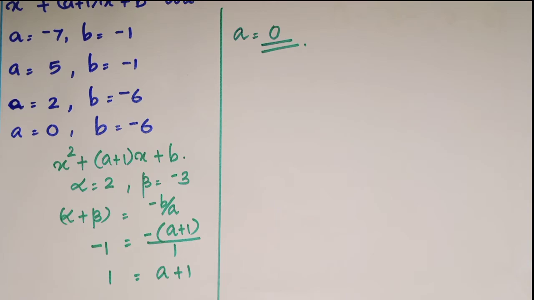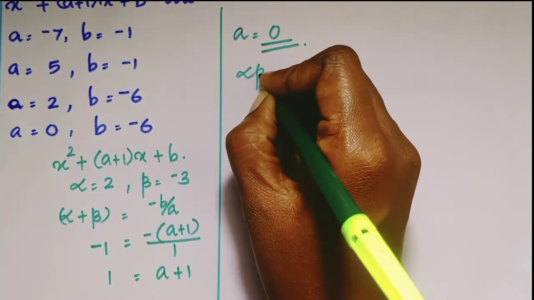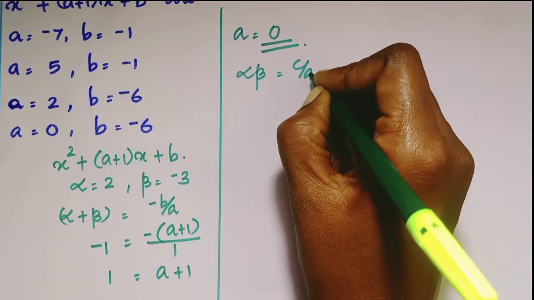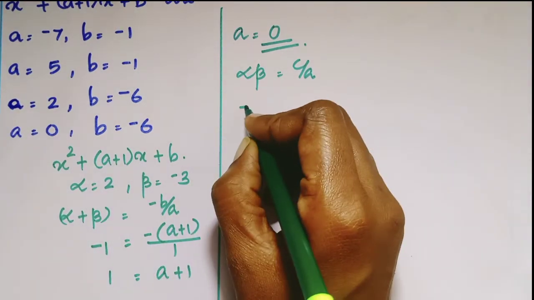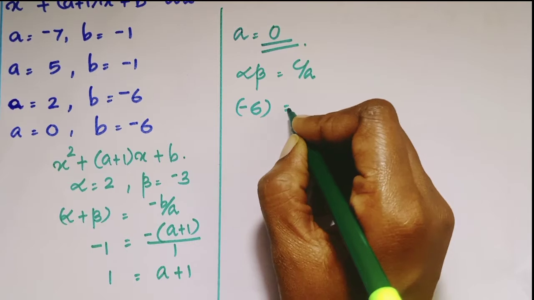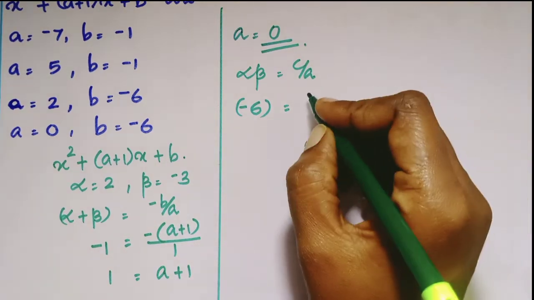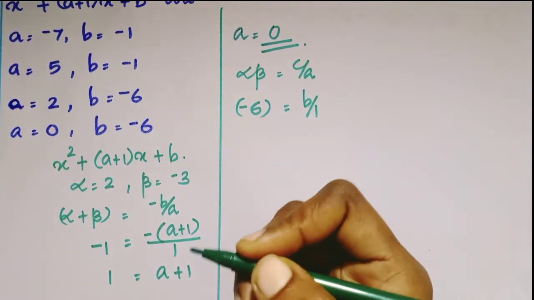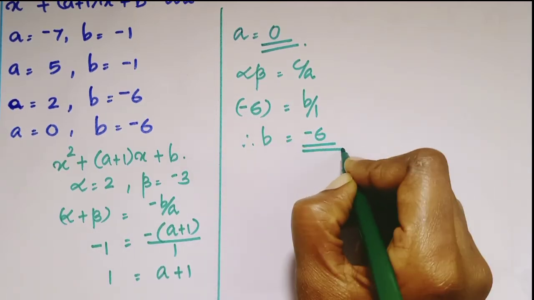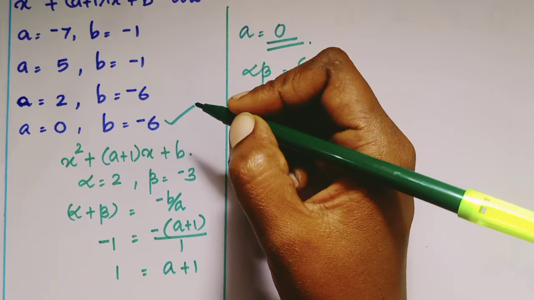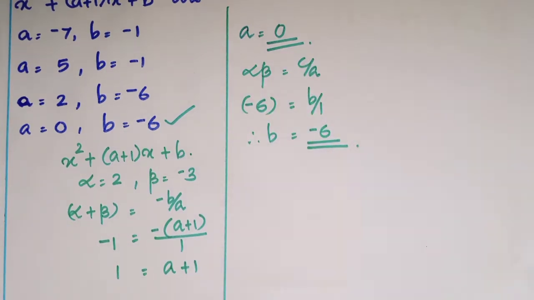Then how can we find it? Yes, alpha beta is equal to c by a. Alpha is 2 and beta is minus 3. Then minus 6 is equal to, yes, b by 1. Therefore, b equal to minus 6. So, the last option is the right answer.